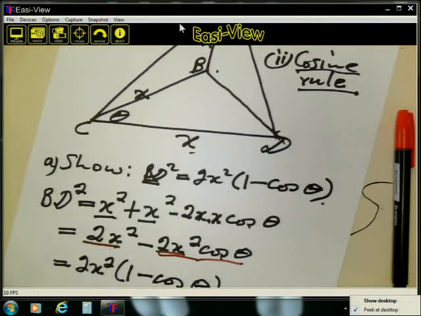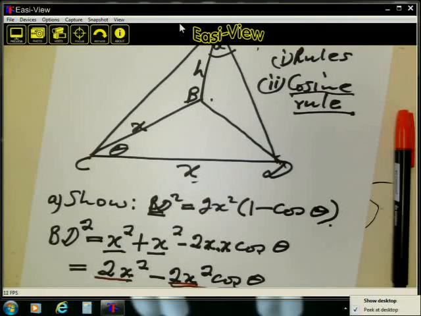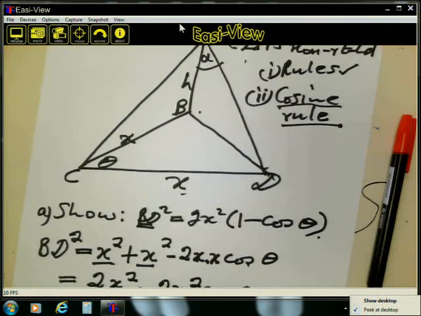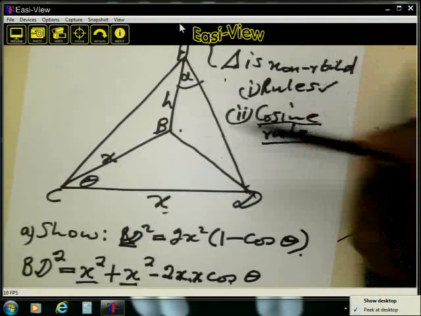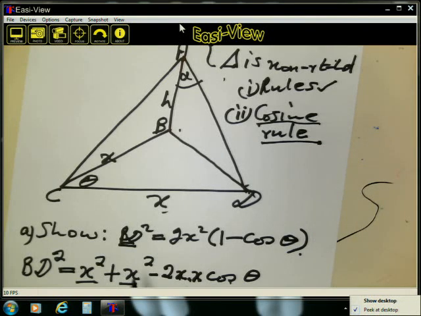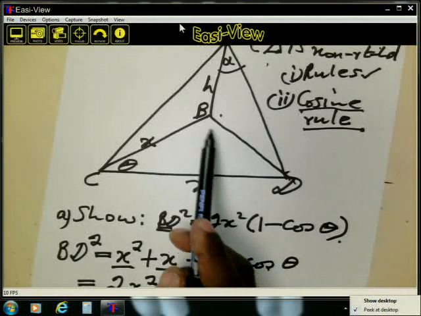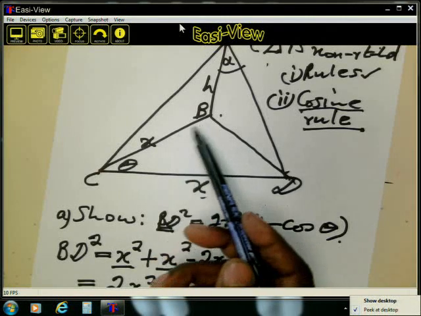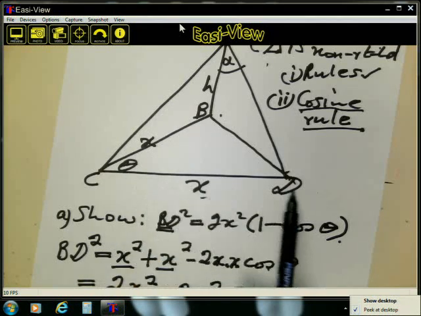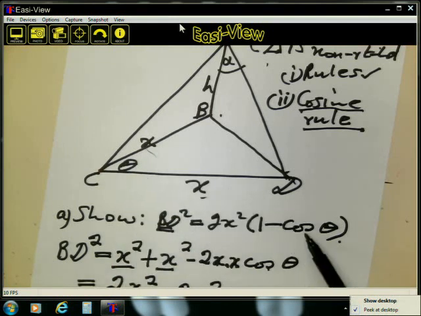But like I said, if the triangle is non-right angled, first of all we use the rules, and normally we use the sine rule. But if you have a square or a square root, then you know that you must use the cosine rule. So in this case, it is this side squared equal to this side squared plus this side squared, minus twice this side times this side times the cosine between them, which is the cosine of theta.